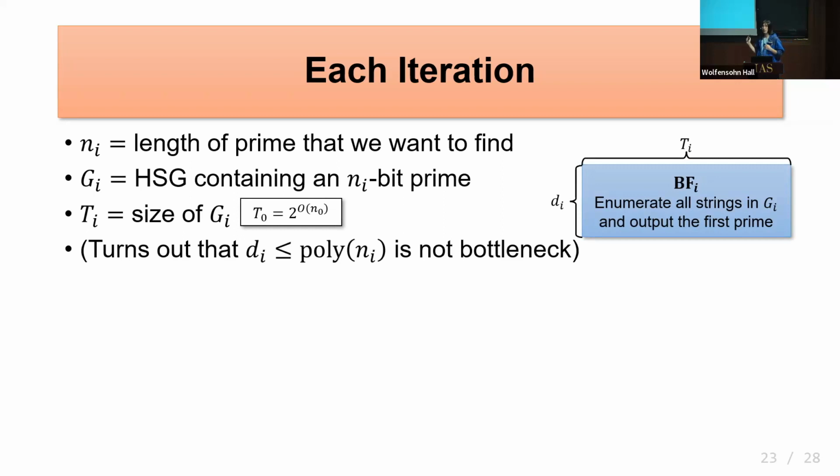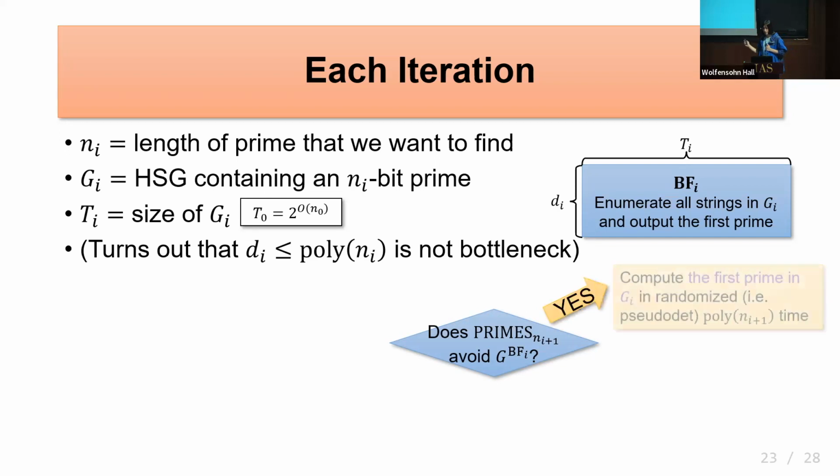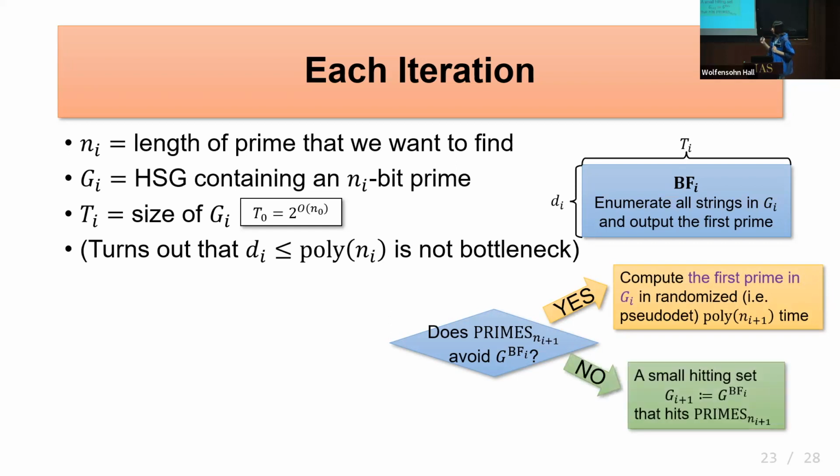The brute force algorithm on input length Ni will enumerate all strings in our current hitting set generator Gi and output the first prime. Our win-win analysis is that we try to use a prime on input length Ni plus 1 to construct a prime on length Ni by calling the reconstruction algorithm of Cantor. If it's successful, then we are successful at length Ni. If it's not successful, then we get a relatively smaller hitting set for input length Ni plus 1, and we can proceed.